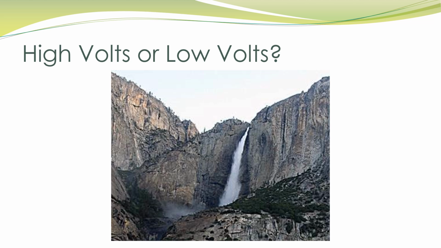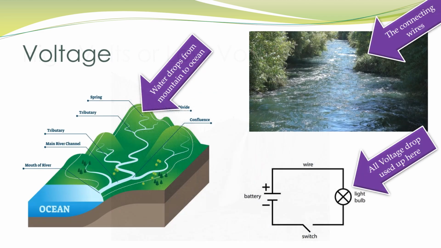So let's look at some examples. This particular scenario here, you can see that that water has a long way to fall down that waterfall. So we would say that that is a high voltage in an electrical circuit. Think of the actual water drop from the mountains all the way down to the ocean. That is our voltage.